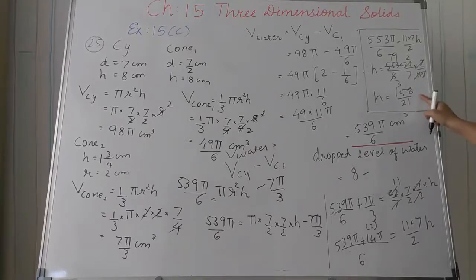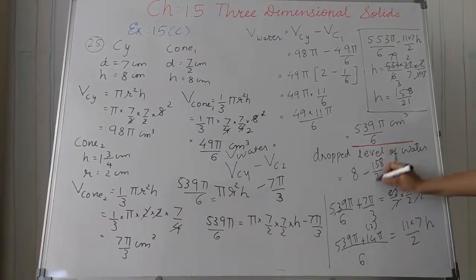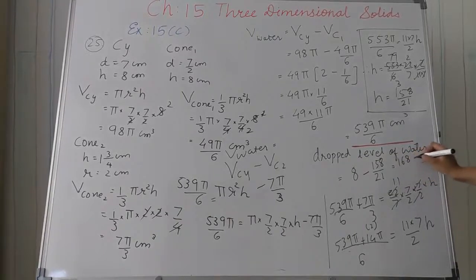So this is the height we found. So now dropped level of water: original height minus 158 by 21. We substitute this. So 8 1s are 8, 8 2s are 16, 168 minus 158 by 21. So that is 10 by 21, which is our final answer. The second answer they asked is this one. The first answer is this one and the second answer this one.